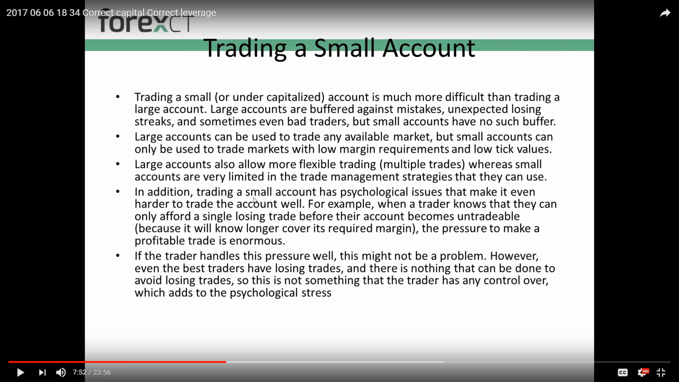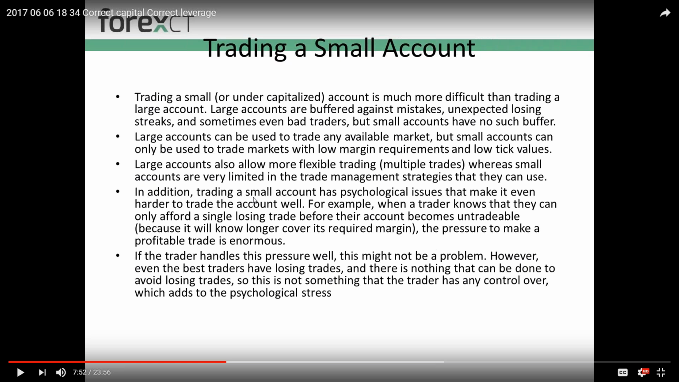Trading a small or undercapitalized account is much more difficult because large accounts are buffered against mistakes, unexpected losing streaks, and sometimes even bad trades. But small accounts have no such buffer. Large accounts can be used to trade any available market, but small accounts can only be used to trade markets with low margin requirements and low tick values.